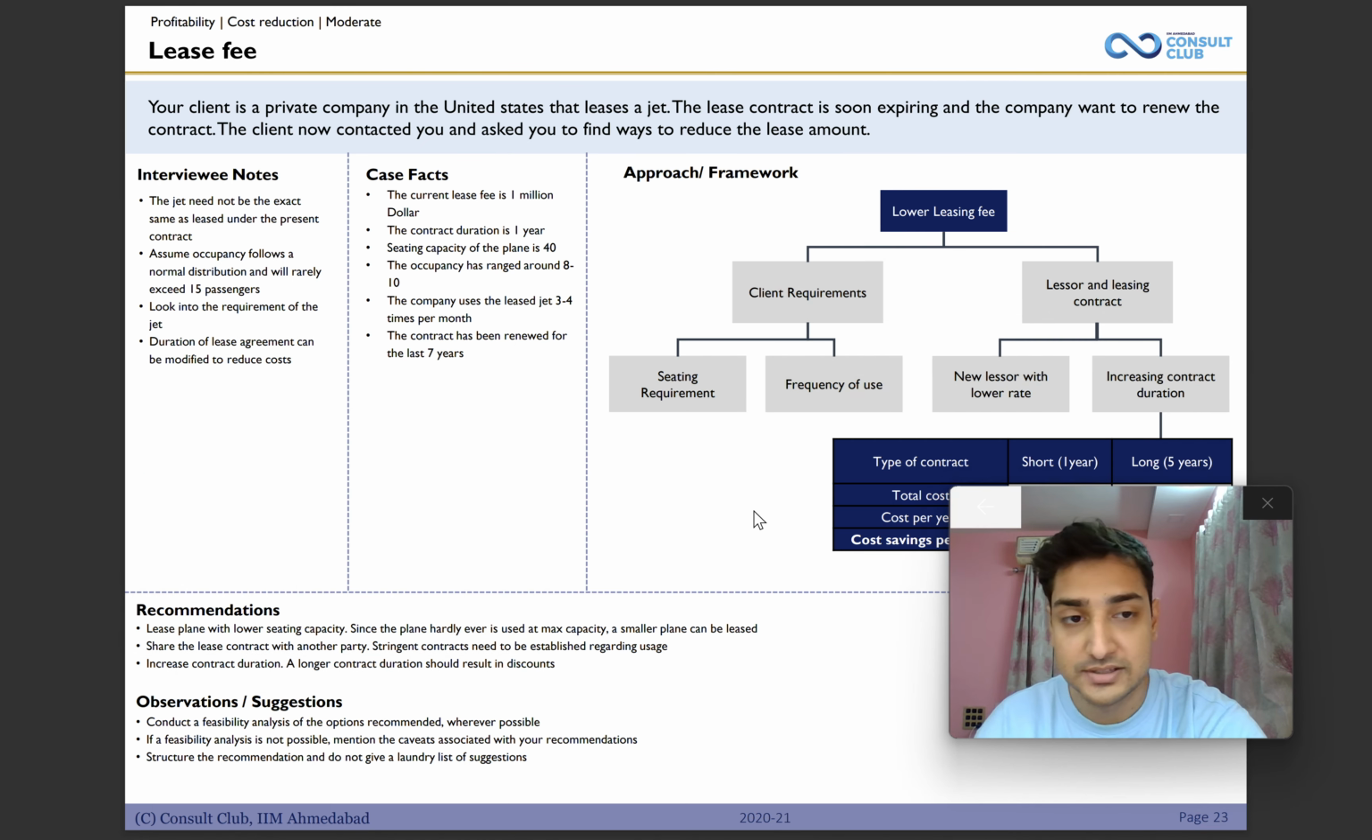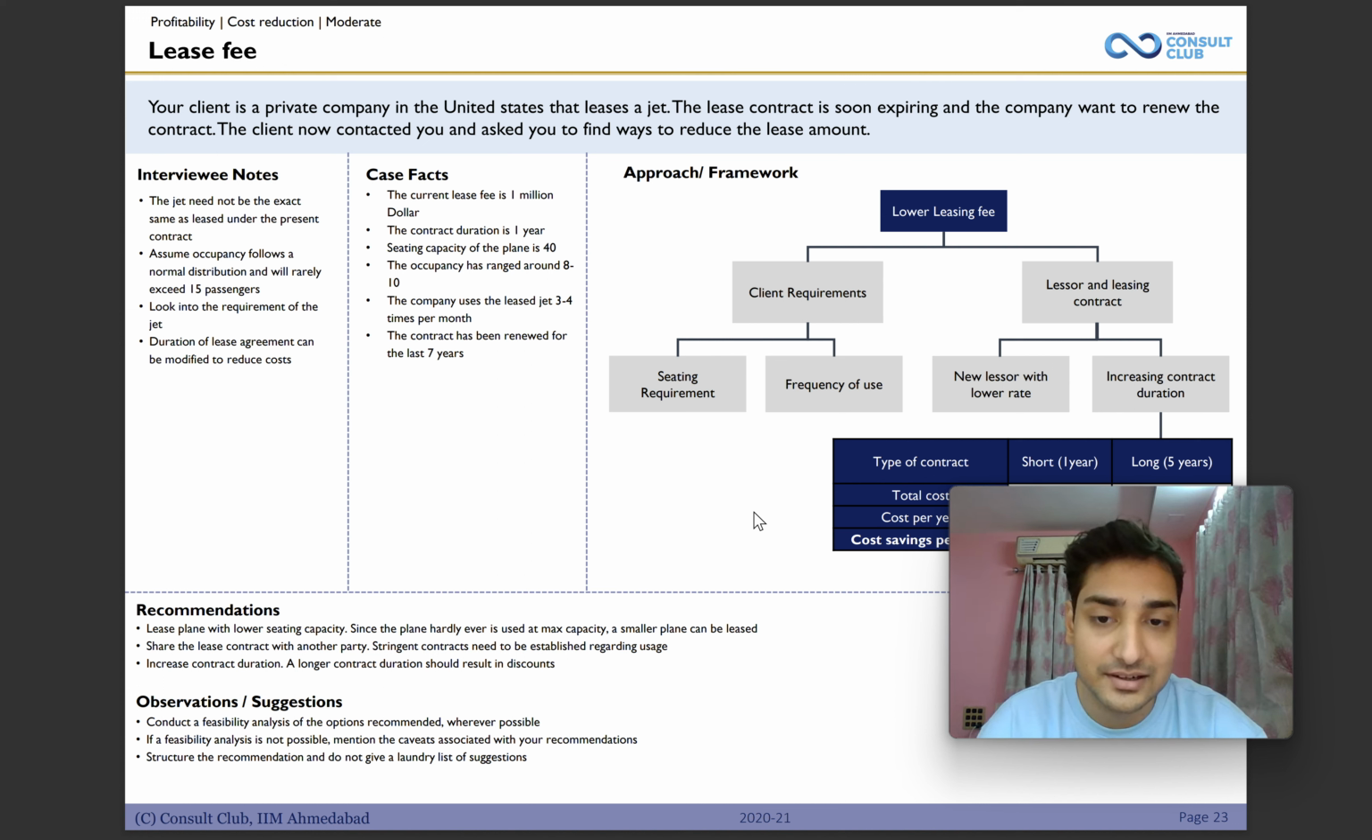Okay, so what are the recommendations and some suggestions? So, in recommendations: lease a plane with lower seating capacity, since the plane is hardly ever used at max capacity, a smaller plane can be leased. Share the lease contract with another party. Stringent contracts need to be established regarding usage. Increase contract duration. A longer contract duration should result in a discount. Fair enough. All valid recommendations.